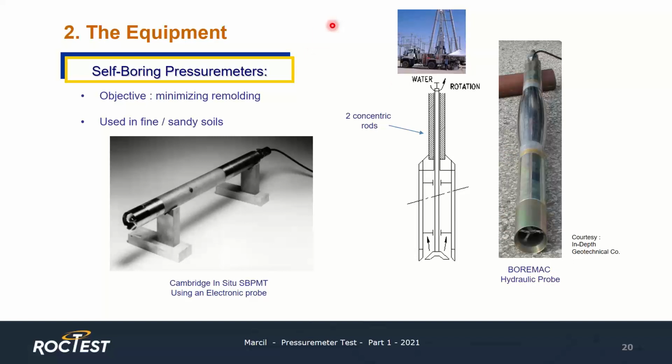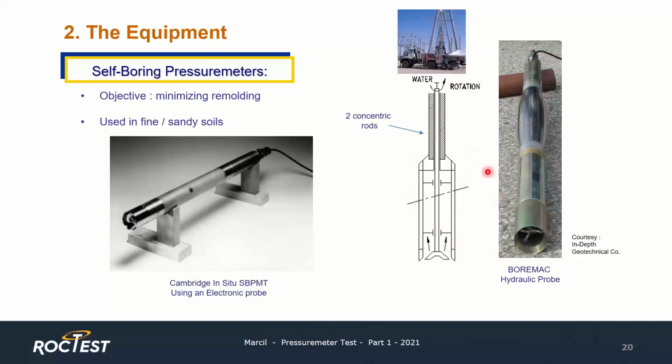Here you see self-boring pressure meters. Self-boring pressure meters were developed with the objective of minimizing remolding of the ground. They can be used in fine soils and sandy soils.